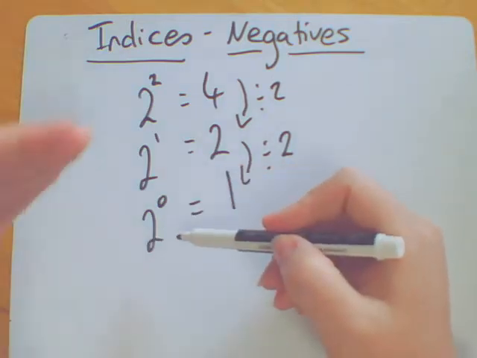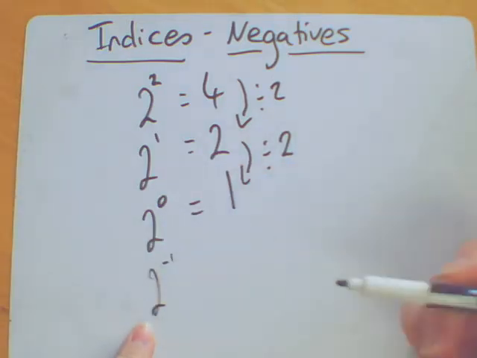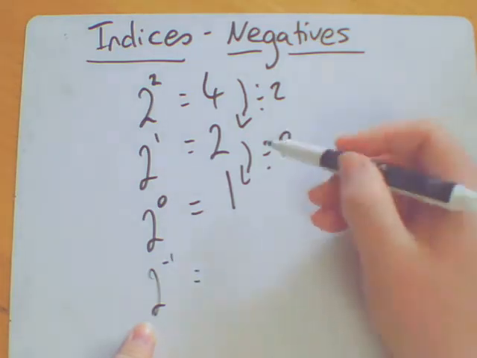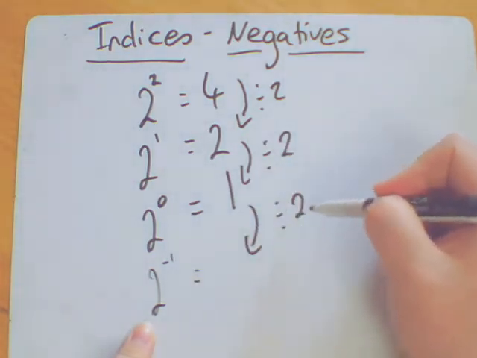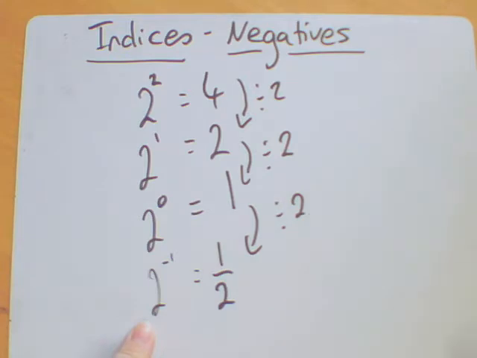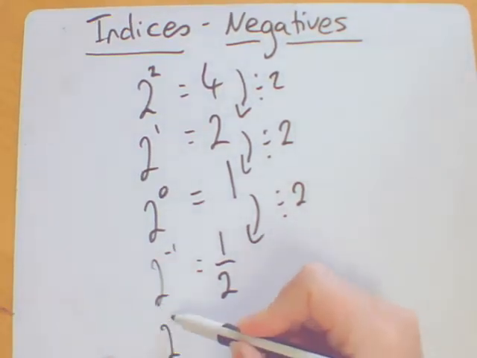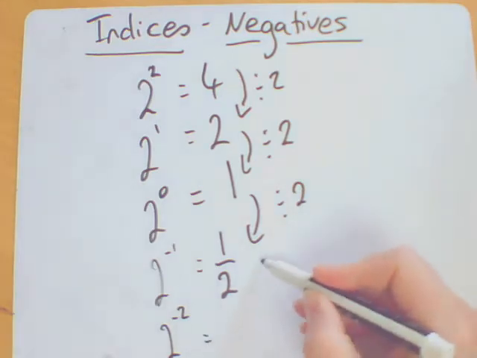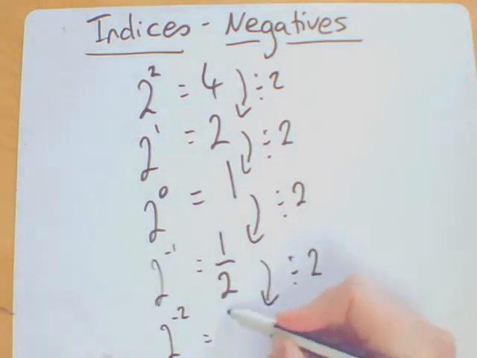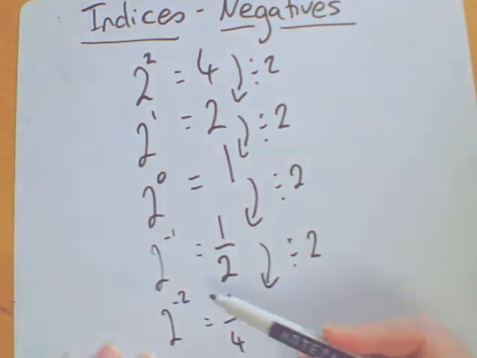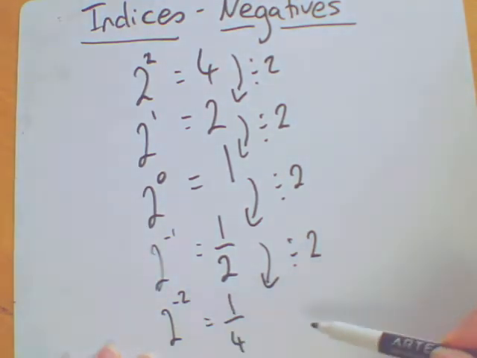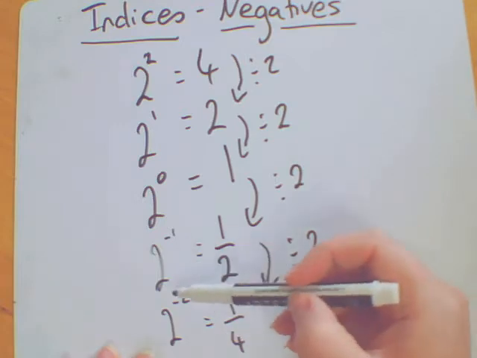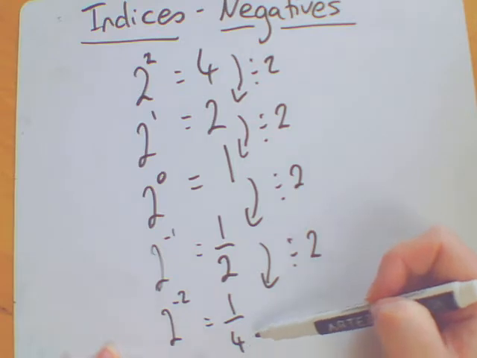So if I was to follow this pattern down and do 2 to the negative 1, and I divide that by 2, that turns it into a fraction of 1 over 2. If I carried the principle on and I did 2 to the negative 2, and I divided by 2 again, that would give me 1 over 4. Well, 4 is 2 squared. So you can see where the relationship is starting to come with here, in that this goes under here.